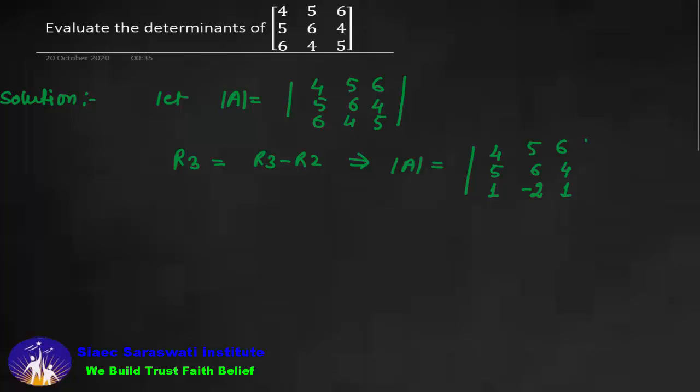Okay, again we can apply that R2 equal to R2 minus R1, so that will be mod of A will be that R1 unchanged, that is 4 5 6, and it will be 5 minus 4, that will be 1, 6 minus 5 again it will be 1, and 4 minus 6 again it will be minus 2. Okay, so again 1, minus 2 and again 1.